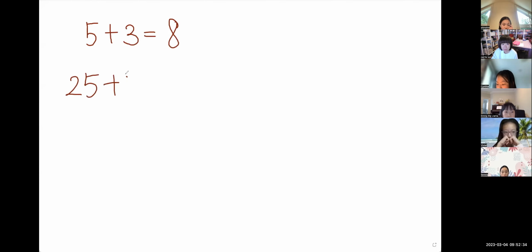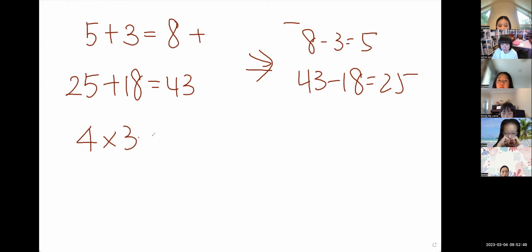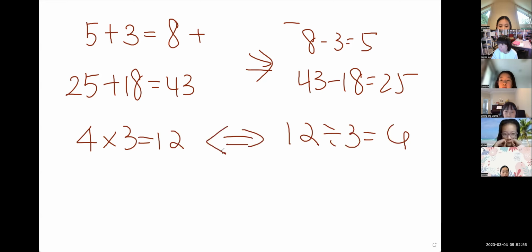Okay, Xinxin, let me ask you. When you're little, you learn 5 plus 3 equals 8, right? So you learn plus first. Then 25 plus 18 equals 43, right? Then later on, you learn what? 8 minus 3 equals 5, right? Then you learn 53 minus 18 equals 25, right? So this is plus and this is minus. Then later on, you learn 5 times 3 equals 15. Then you learn 12 divided by 3 equals 4. This is back and forth, correct?